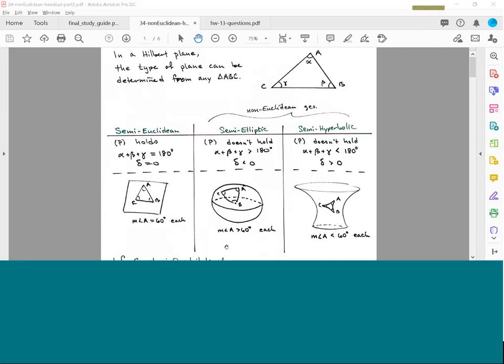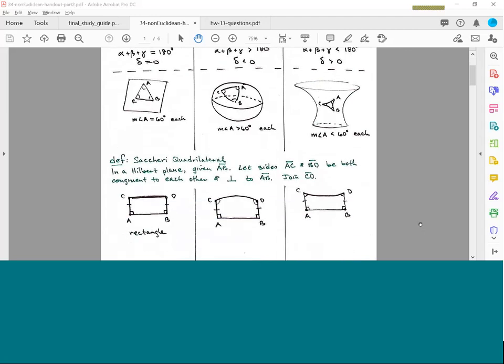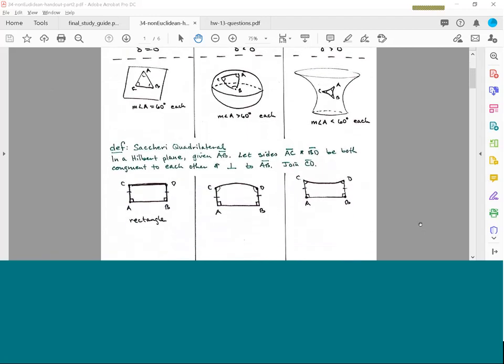All right, now here's a new thing. New things that we want to talk about is something called a Subsidiary Quadrilateral. Now, quadrilateral, we know what that is. It's a polygon of 4 sides, or a 4-sided figure. And here's how it's defined. You're in a Hilbert plane.